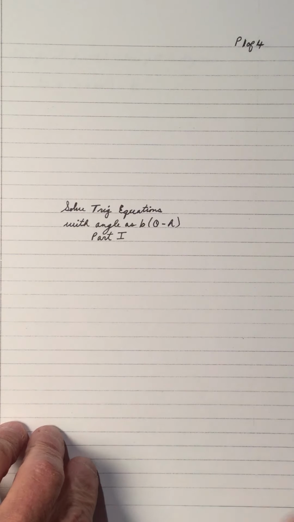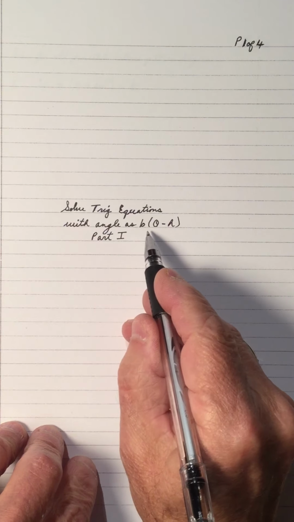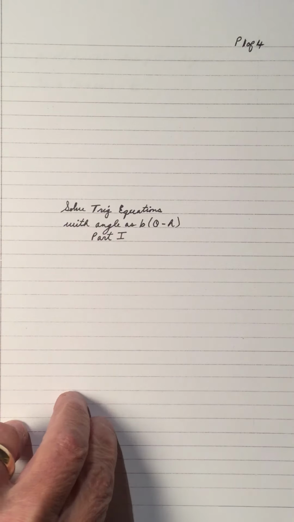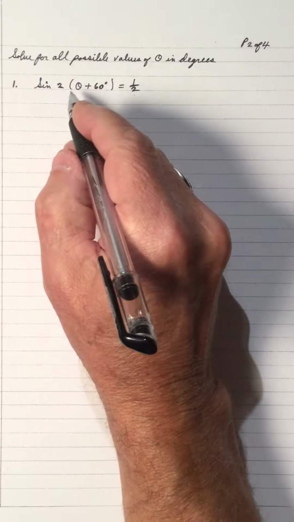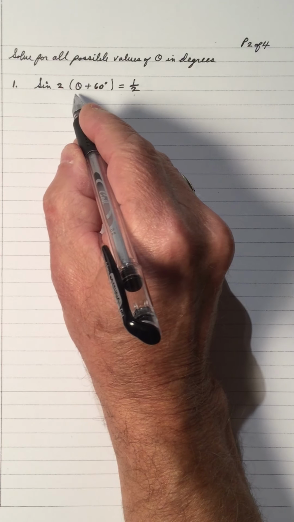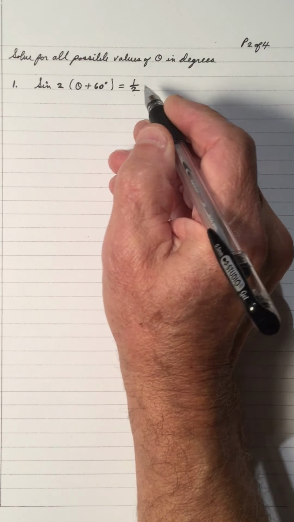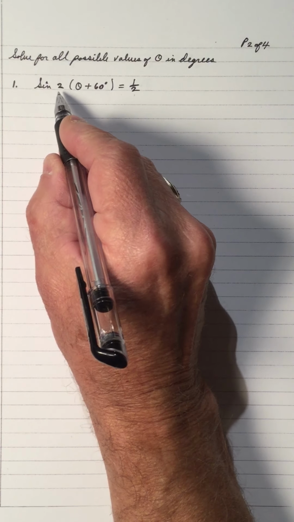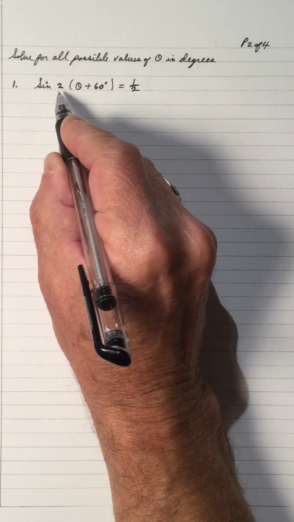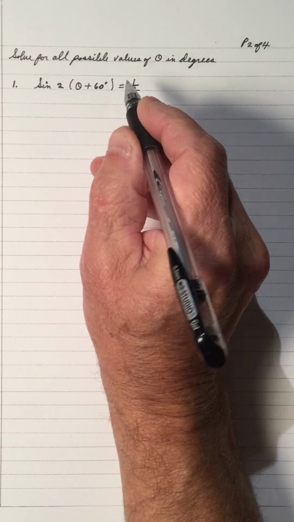Hi, welcome to my video on solving trig equations with the angle as b times theta minus h, and this is part 1, solving these trigonometric equations. Solve for all possible values of theta in degrees. Number 1, sine of 2 times theta plus 60 equals a half. Notice the angle now is not just theta, b is 2 and h is negative 60.